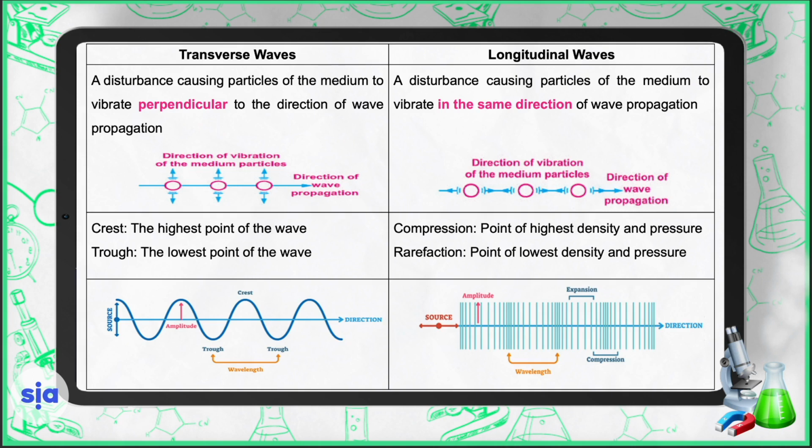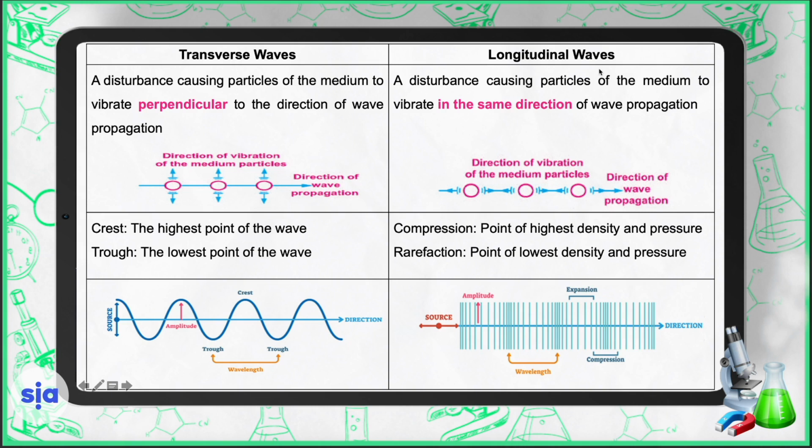Transverse waves are a disturbance causing particles of the medium to vibrate perpendicular to the direction of the wave propagation. Remember that we are moving the spring or the rope up and down. This is the direction of movement. But the waves are propagating in this direction. This is the direction of propagation. So the movement and the propagation are perpendicular to each other. The crest here is the highest point of the wave, and the trough is the lowest point of the wave.